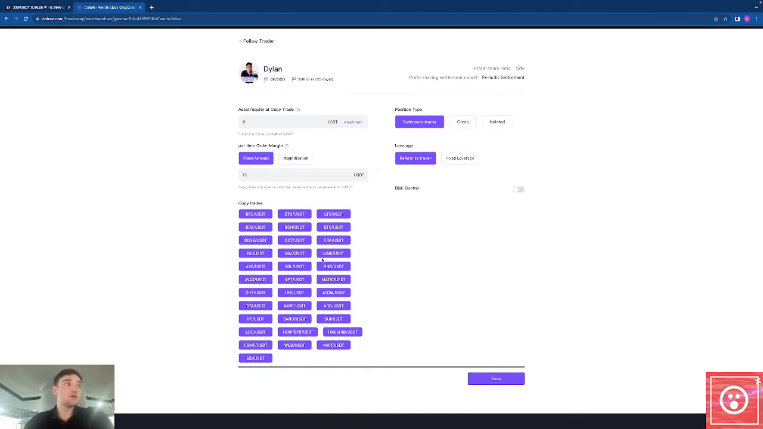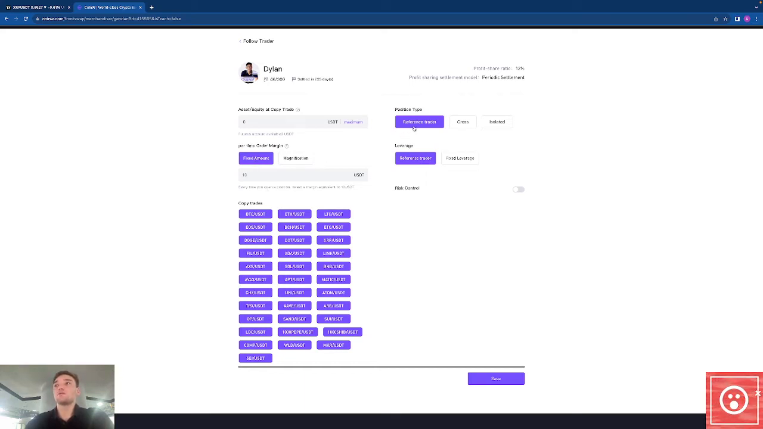These are all the futures pairs in CoinW. You want to make sure that these are all on blue/purple. If you click on that, you'll see that it goes white, which means that you won't have access to that pair that I will be trading. You want to keep that on fixed amount.